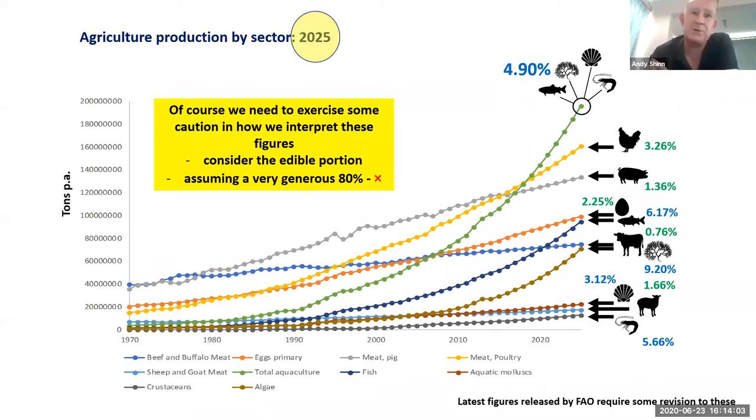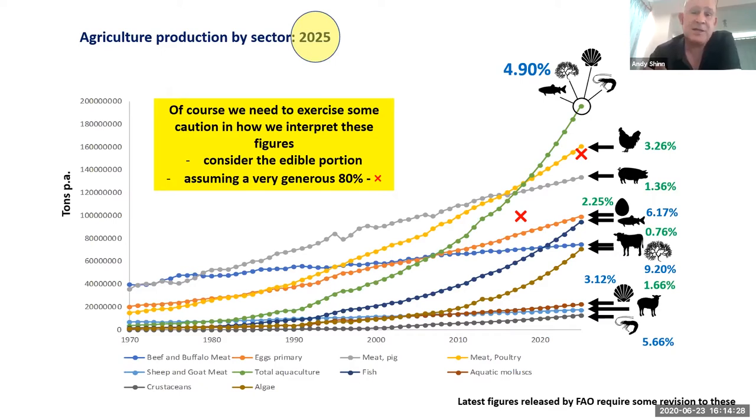A large part of the production is plants, and of course we eat the whole part of the plant that's produced. But if we think about the waste products from the rest of aquaculture, from the shell, from the carcass, even if we assume a very generous 80% is an edible portion, then we're probably at around this point. So in actual fact, aquaculture production probably won't overtake chickens in the next 5 years.